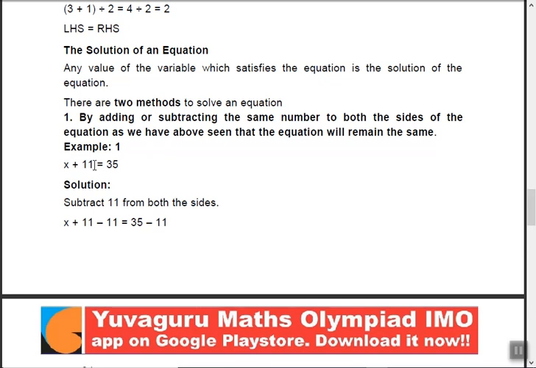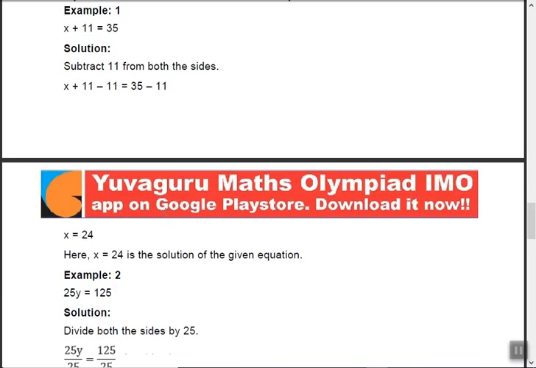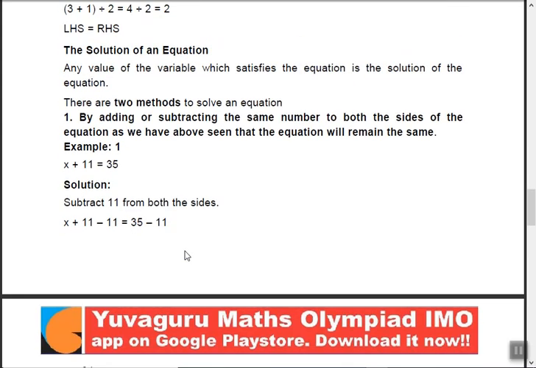How to remove this plus 11? Subtract it. So subtract on both sides. What do you get? x plus 11 minus 11 equals 35 minus 11. Minus 11 on both sides. So what happens? 11 minus 11 is 0. What remains? x equals 35 minus 11, which is 24. So x equals 24. So this is the solution of the equation. Okay. This is one method.